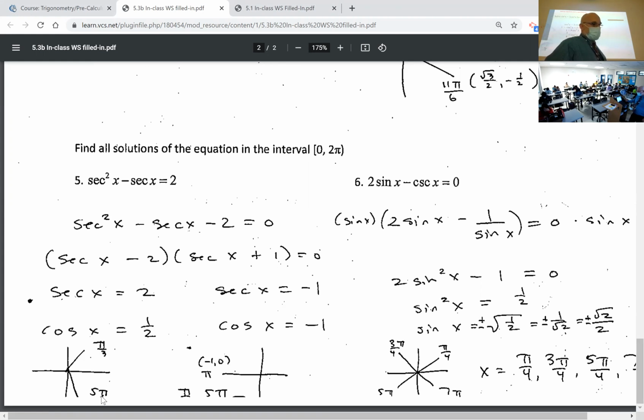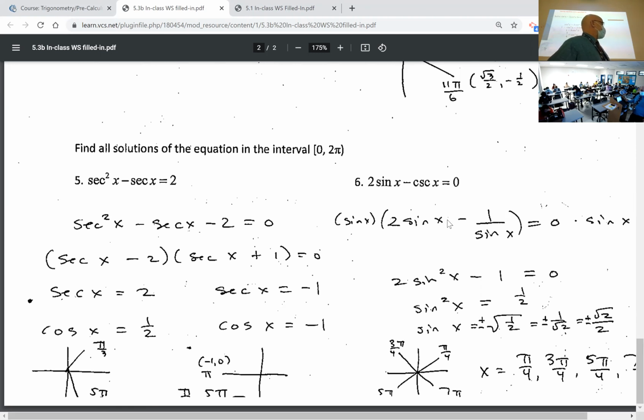Okay, so hopefully you're starting to learn your unit circles, because we're going to be doing this a lot. On this side, secant x equals -1. The reciprocal of -1 is just -1. So cosine of x equals -1 at pi over here. So my answer is pi over 3, 5 pi over 3, and pi.